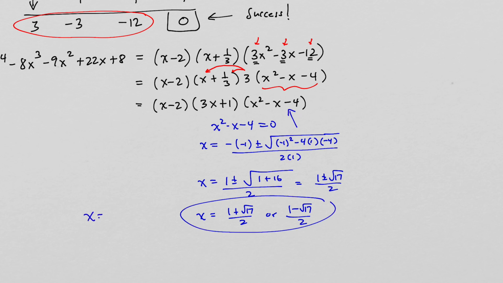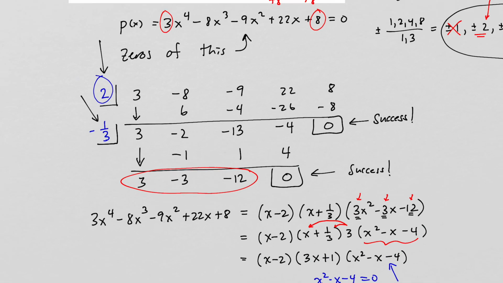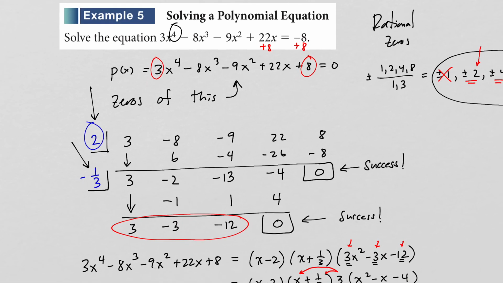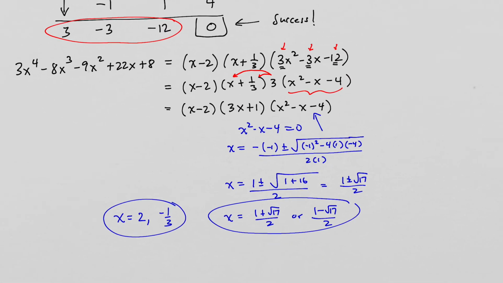And then remember, we already had x equals 2 and x equals negative 1/3. So we have a total of 4 zeros of the polynomial. And that means we have a total of 4 solutions to the equation. Because remember, in the beginning, we were just trying to solve that equation. So 2 of our solutions are rational. That means fractions or whole numbers. And the other 2 solutions over here are irrational.